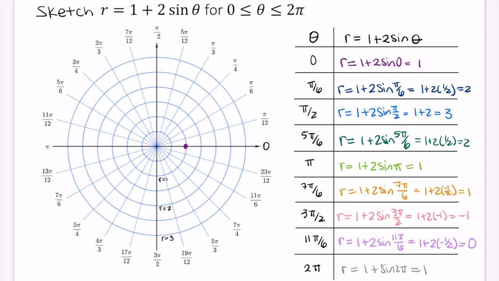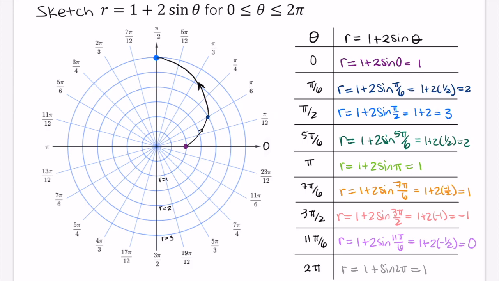Next, when we're at an angle of pi over 6, well, what does that look like? Again, here is an angle of pi over 6 in standard position. We would be at a radius of 2, so the point would be here. Okay, and let's go ahead and connect these as best we can. And now let's keep going. So at pi over 2, we need a radius of 3. So we're all the way up on this outermost circle. All right, so there we are.